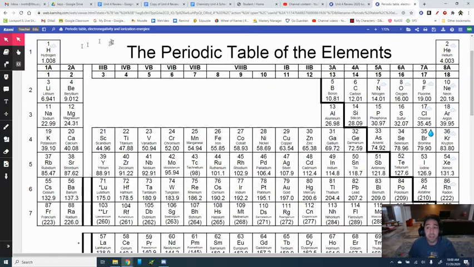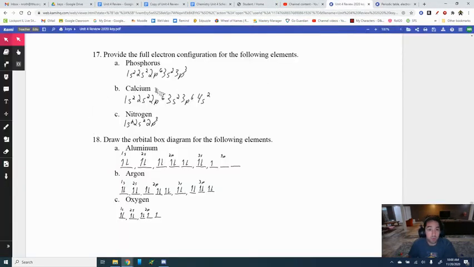So that's 1s2. Then 2s 1 2, 2p 1 2 3 4 5 6, so 2p6, then 3s 1 2, then 3p 1 2 3 to get to phosphorus. Okay, so total is 1s2, 2s2, 2p6, 3s2, 3p3.